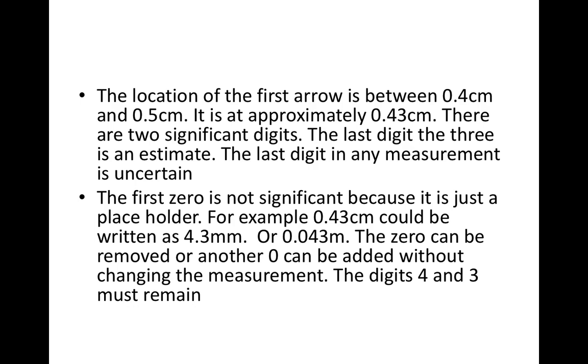There are two significant digits. The last digit, the 3, is an estimate. The last digit in any measurement is uncertain. The first zero is not significant because it is just a placeholder.